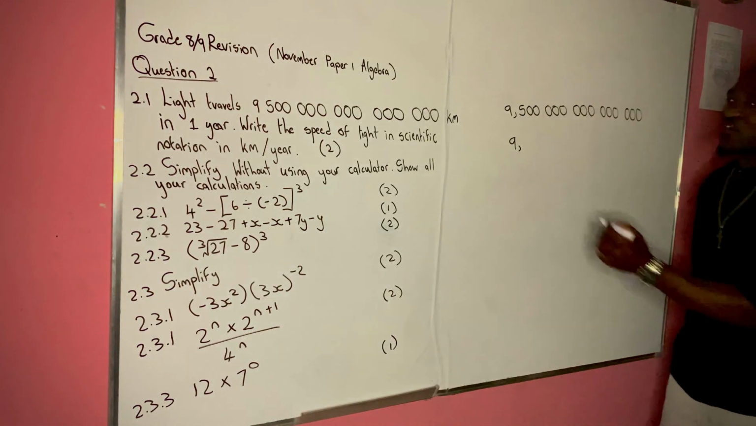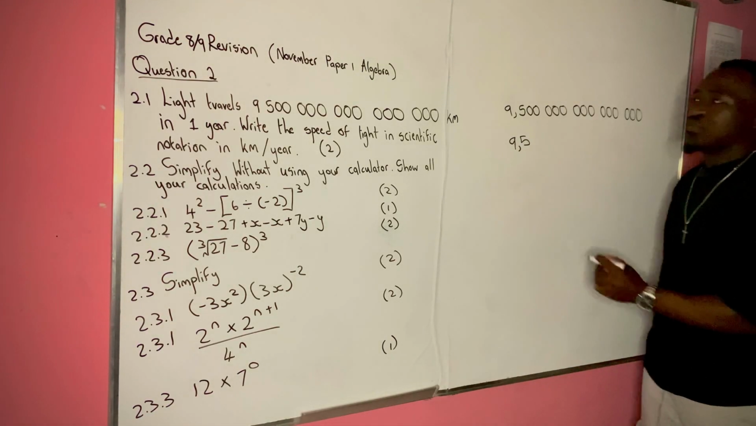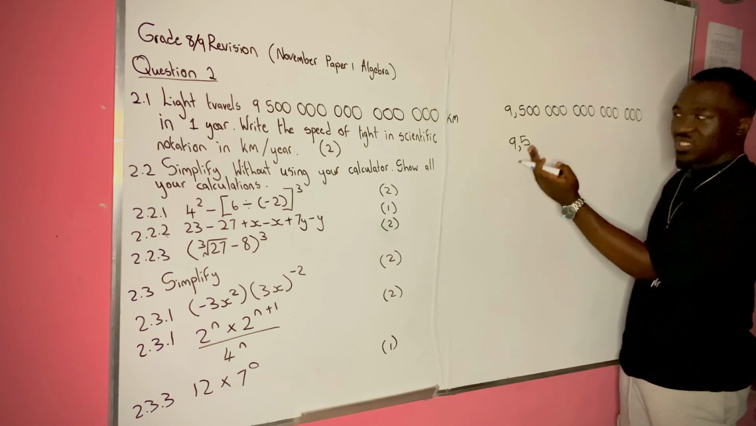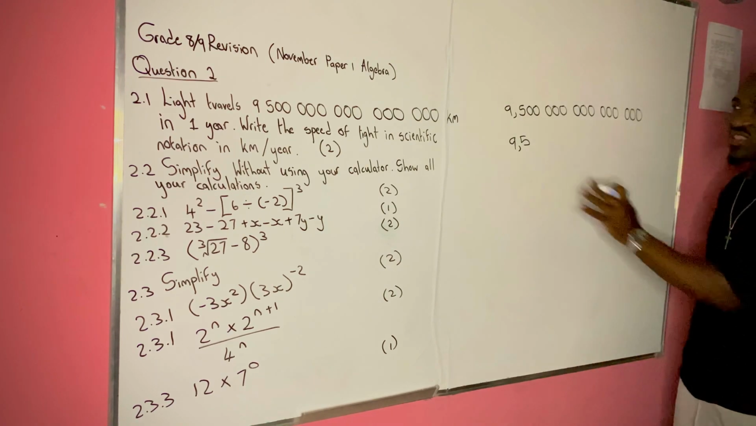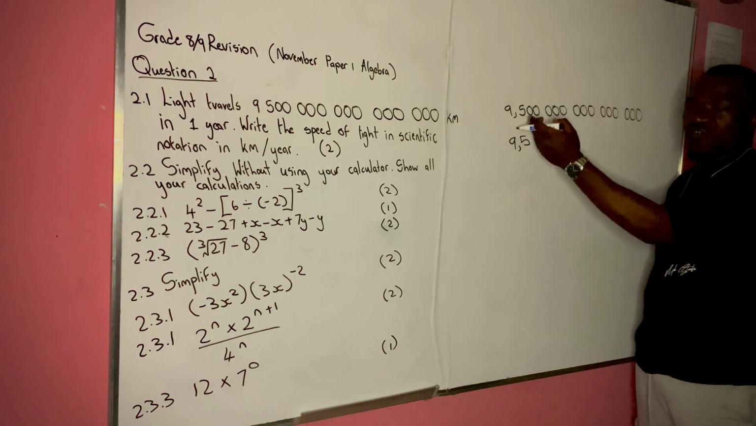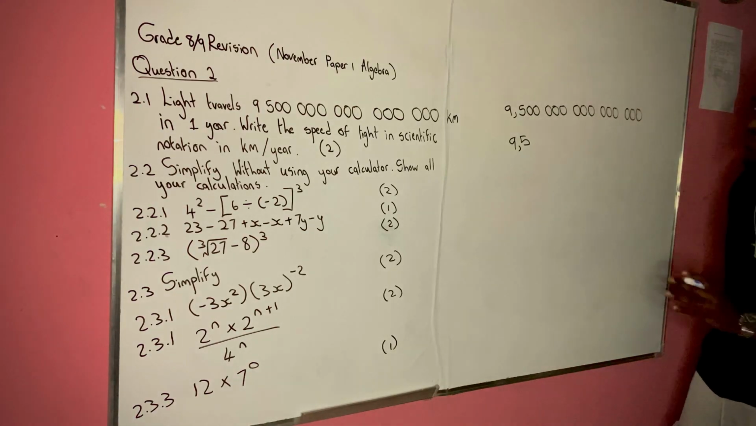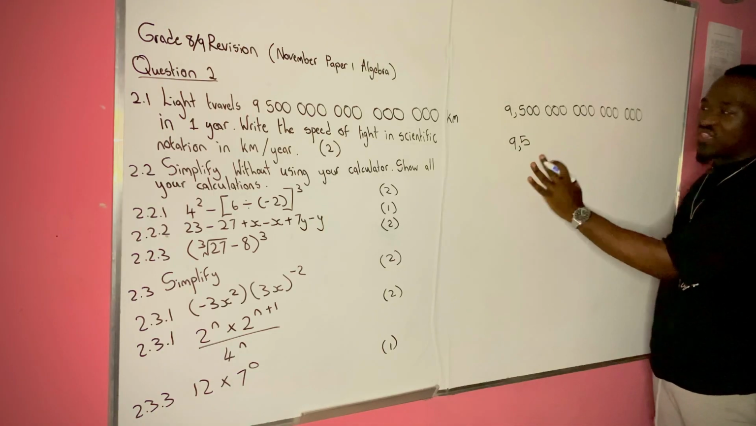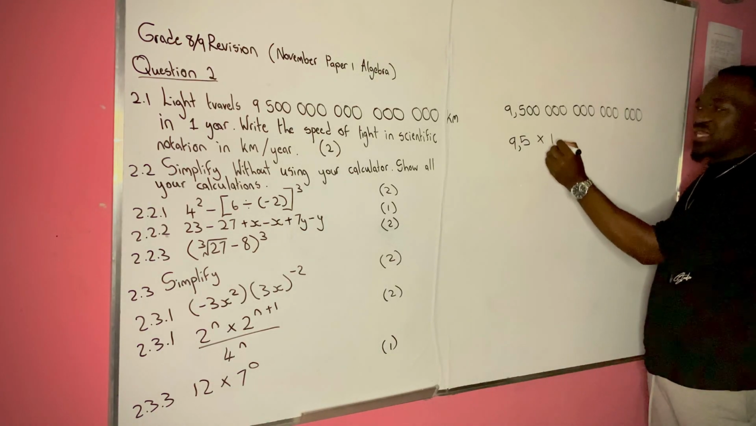Since we have 5, we put that 5 there. If, let's say, we had 5,2 here, we would put 9,52. But in this case, we have 5 followed by zeros, so this is where we end. It's just going to be 9,5. Then we multiply it by 10.